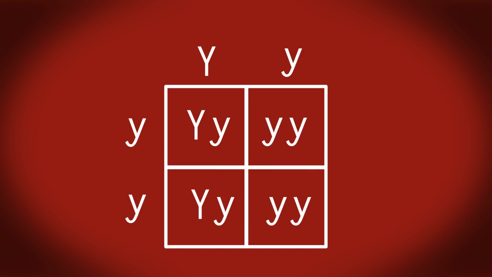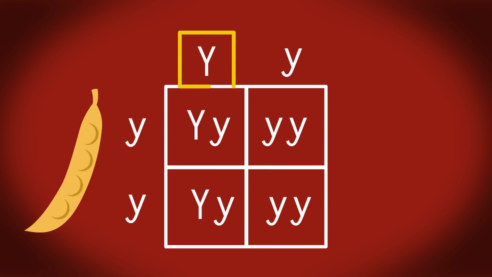The genotype represents the genes of the organism and is shown by two letters. A capital letter represents the dominant form of a gene or allele, and a lowercase letter represents the recessive form of the gene. So the dominant yellow pea pod is shown by capital Y and the recessive green pea pod by little y. Now back to our Punnett squares.